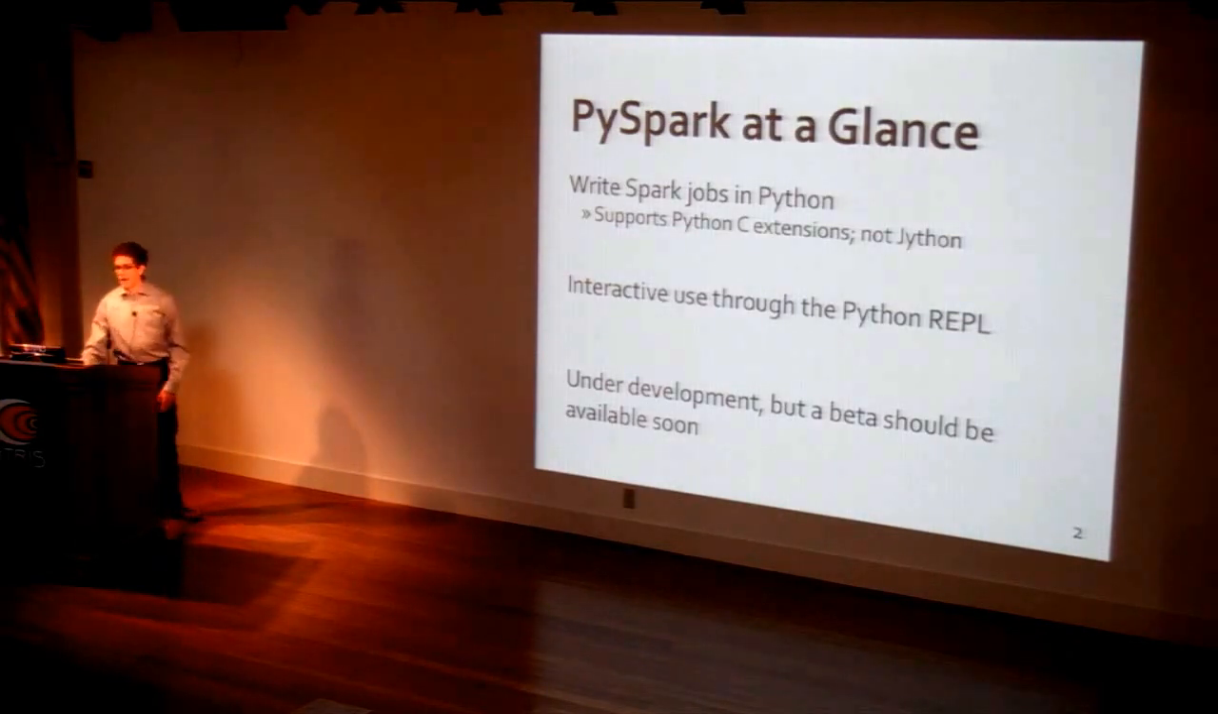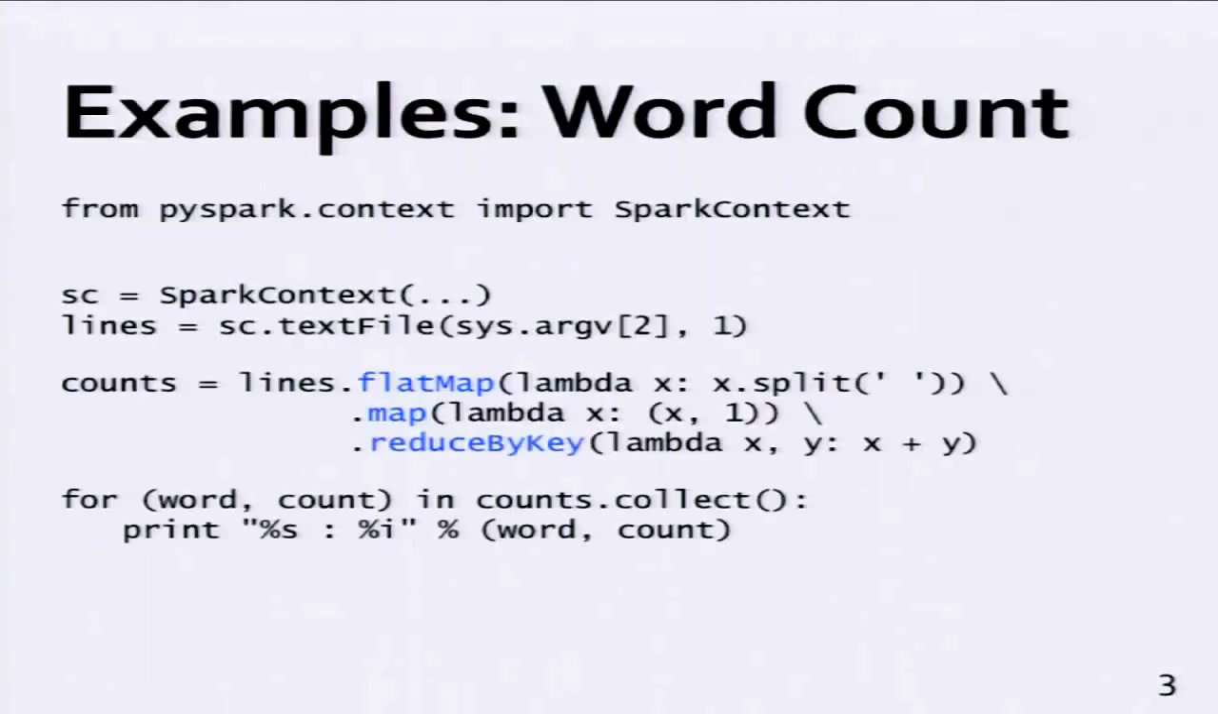So why don't we just jump right in and take a look at what some PySpark code looks like. Here's the word count example that you've seen a few times. As you can see, it looks a lot like the Scala code. It's a little bit more verbose. You have to say lambda here or there, but not much. It's pretty compact.